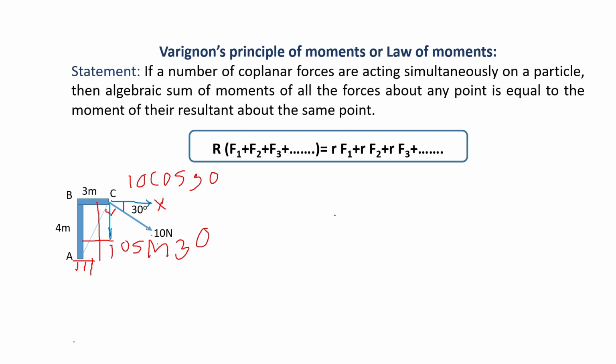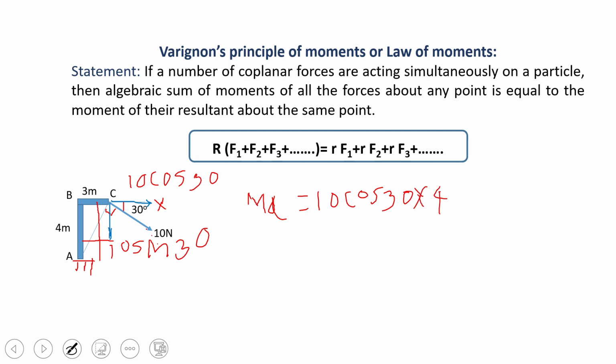So if we take a moment at point A, that is moment about point A, for its components, what we get here is moment about point A is equal to 10 cos 30 into the perpendicular distance, which is 4, right? And since you can see that it is giving the sense in the clockwise direction, so it is minus. So minus 10 cos 30 into 4 minus 10 sin 30 into 3.